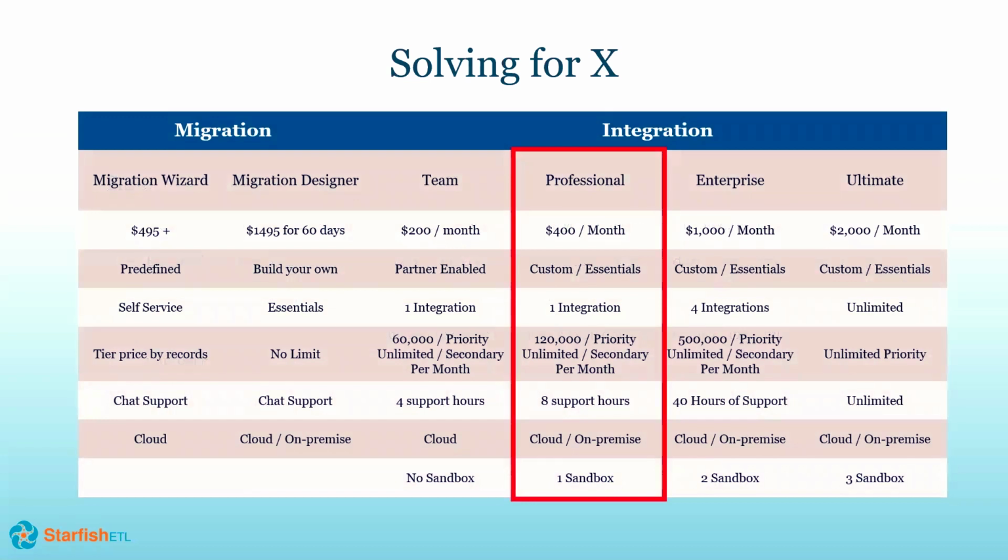Okay, so solving for X in terms of budgetary concerns. What did we mention about budgetary concerns? Well, we talked about all the additional things that crop up that you weren't anticipating having to spend money on. And that's where Essentials is solving for X as well. Instead of adding Essentials on as an additional charge, we include it in the price of our professional edition of StarfishETL. So for $400 a month, regardless, if you use the Essentials, great. If you're just buying professional, then great. Either way, you're getting Essentials access through that professional edition.